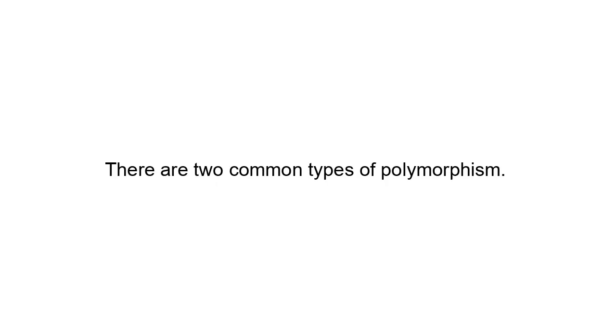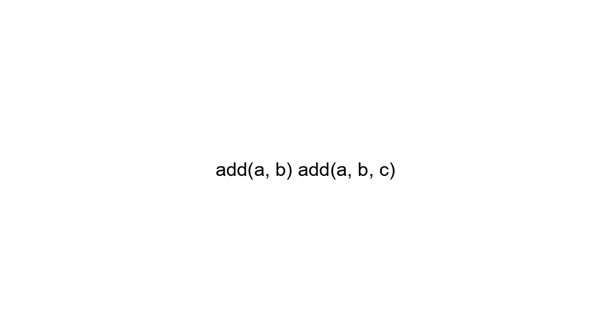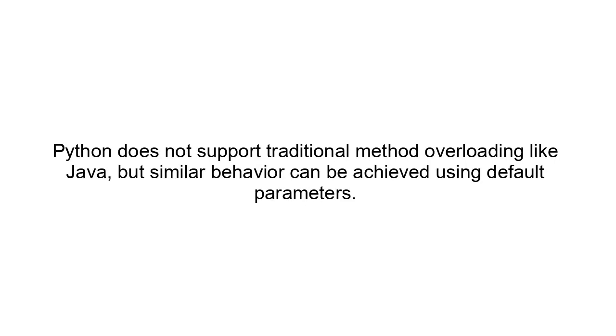Types of polymorphism. There are two common types of polymorphism. 1. Compile time polymorphism, also called method overloading. This occurs when multiple methods have the same name but different parameters. Example concept: add(a, b), add(a, b, c). Python does not support traditional method overloading like Java, but similar behavior can be achieved using default parameters.